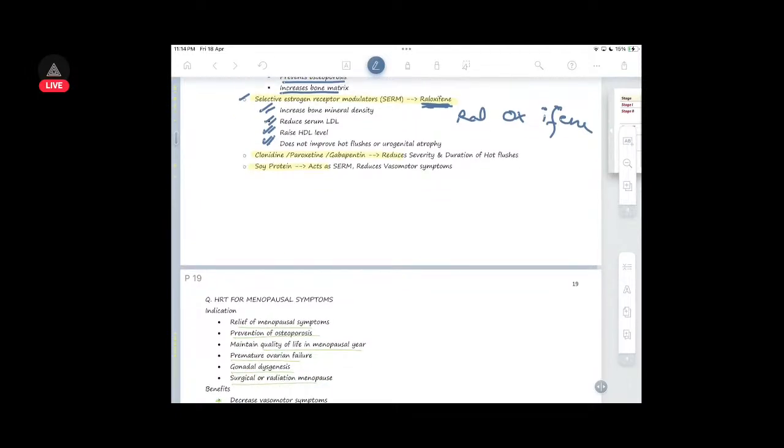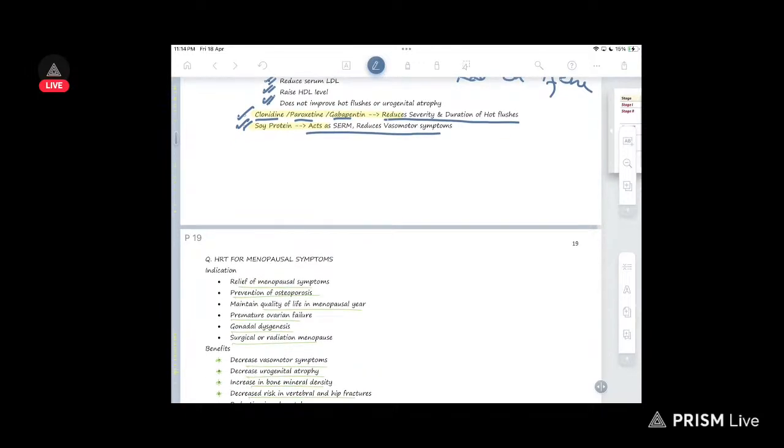Then you have clonidine or paroxetine or gabapentin, which reduces severity and duration of hot flush. Clonidine, paroxetine is an antidepressant. Soy protein acts as a SERM and it reduces vasomotor symptoms.